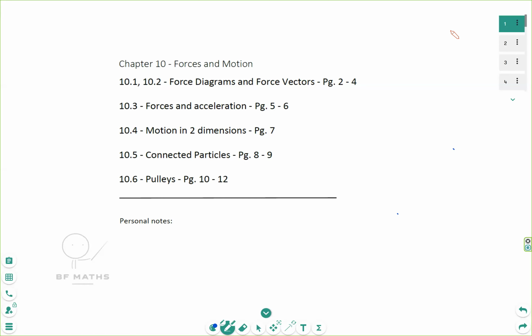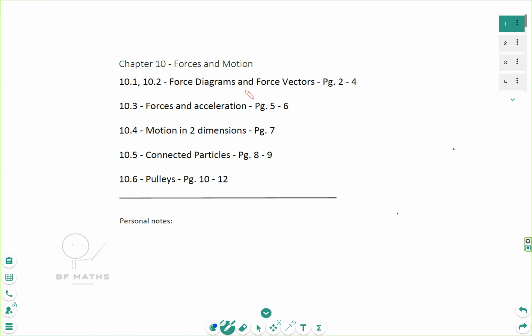Welcome to Year 1 Mechanics, where we look at Chapter 10, Forces in Motion. We're moving on from SUVAT equations to forces in motion. There will be a connection between forces in motion, where you will learn a very famous equation linking the force and the SUVAT. However, before we do that, in this lesson, we are looking into force diagrams and force vectors.